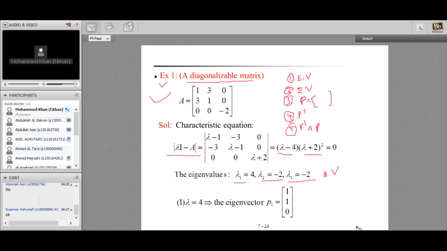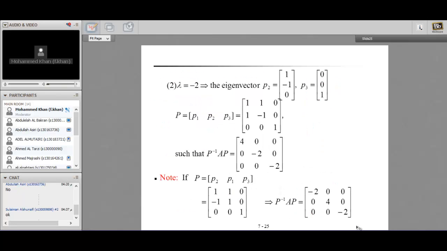Now move to step number 2. We have to find the eigenvectors. Corresponding to lambda is equal to 4, find the eigenvector; then corresponding to lambda equal to minus 2, find the eigenvector. For lambda is equal to 4, we are not explaining here; directly we found the eigenvector would be (1, 1, 0). Let's call it P1. Similarly, find the eigenvector corresponding to lambda is equal to minus 2. Let's call it P2, and corresponding to minus 2 again, let's call it P3.